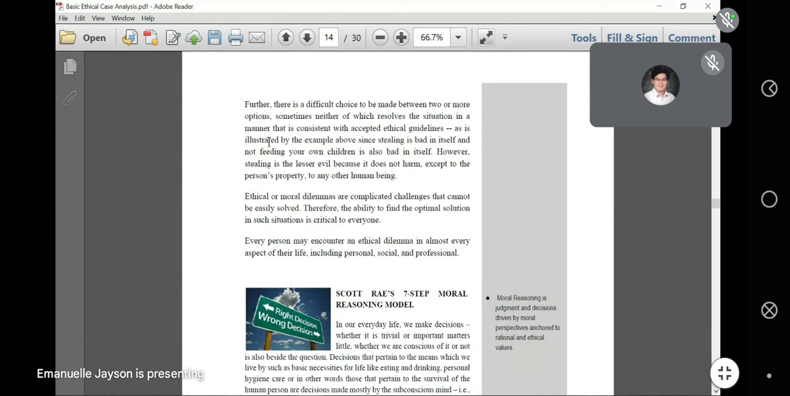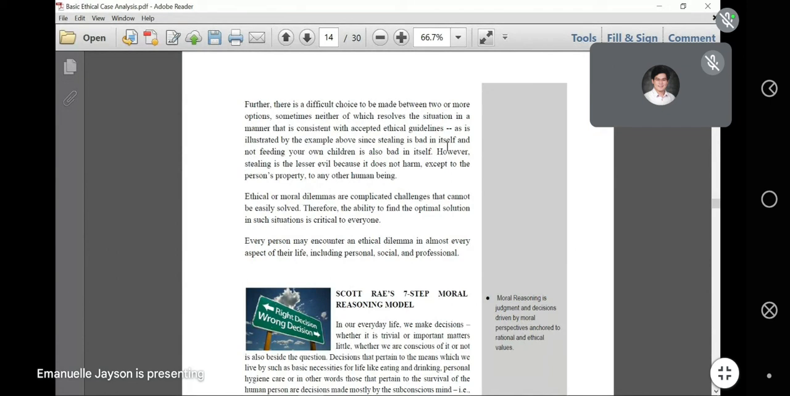No? So, as is illustrated by the example above, since stealing is bad in itself, no, wala namang mabuting stealing. Stealing is an action that is bad in itself. No? And not feeding your own children is also bad in itself. So, may ethical dilemma doon. However, stealing is the lesser evil. No, because it does not harm except to the person's property any other human being.